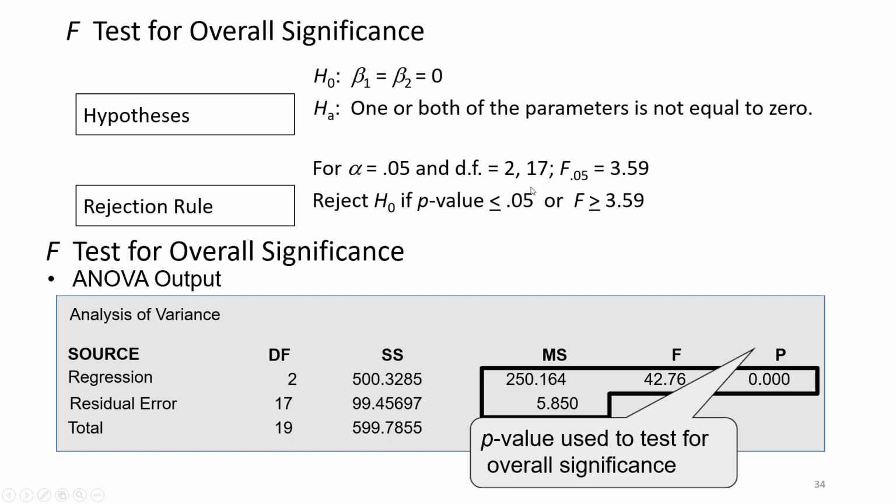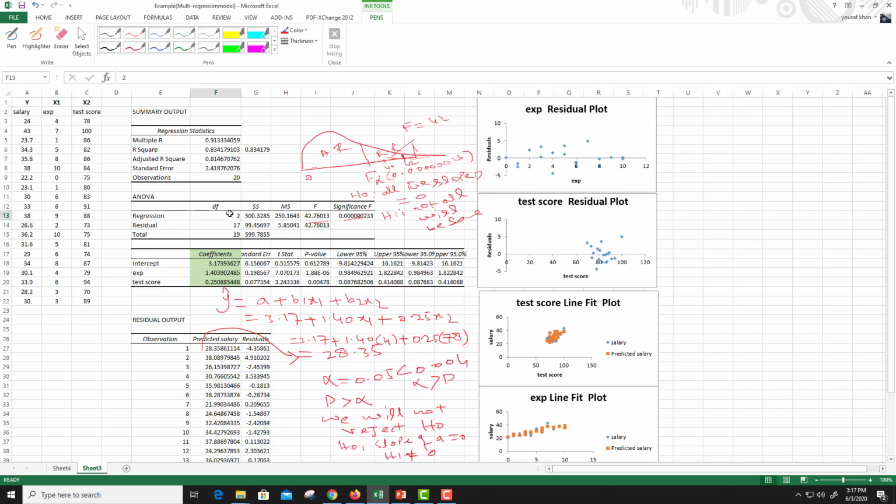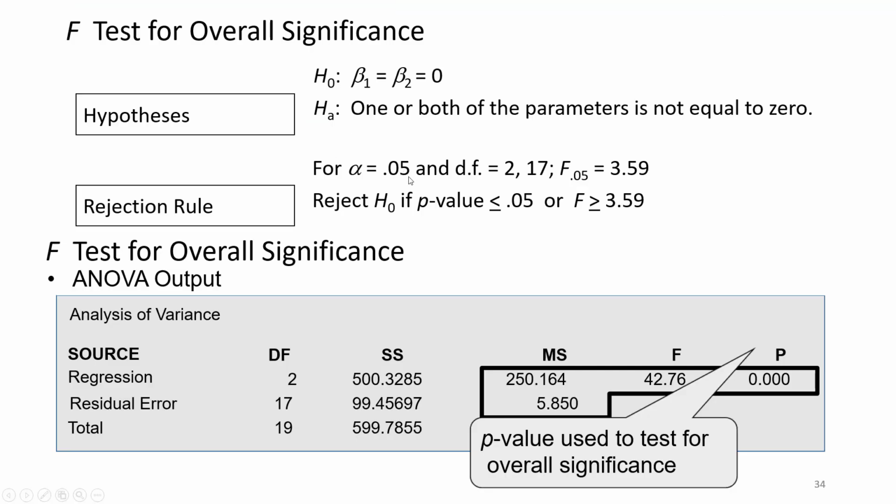You can see from the Excel sheet, this is our degrees of freedom, 2 and 17, and 19. And alpha we use is 0.05, degrees of freedom 2 and 17. F 0.05 is 3.59. Reject H naught if the p-value is less than 0.05, because if the p-value is less than 0.05, we will reject H naught. When the p-value is greater than 0.05, where 0.05 means the level of significance, we will not reject. So F is greater than 3.59, so we will reject H naught.